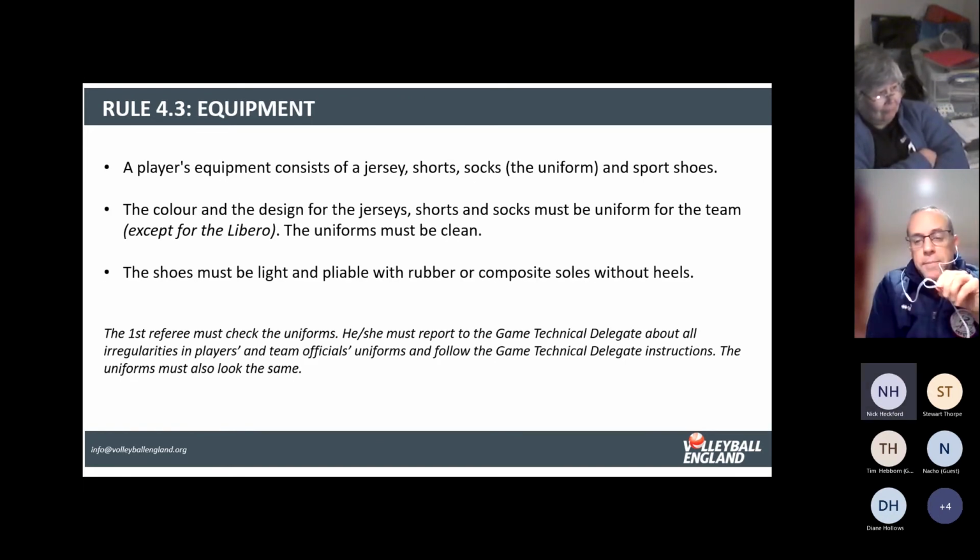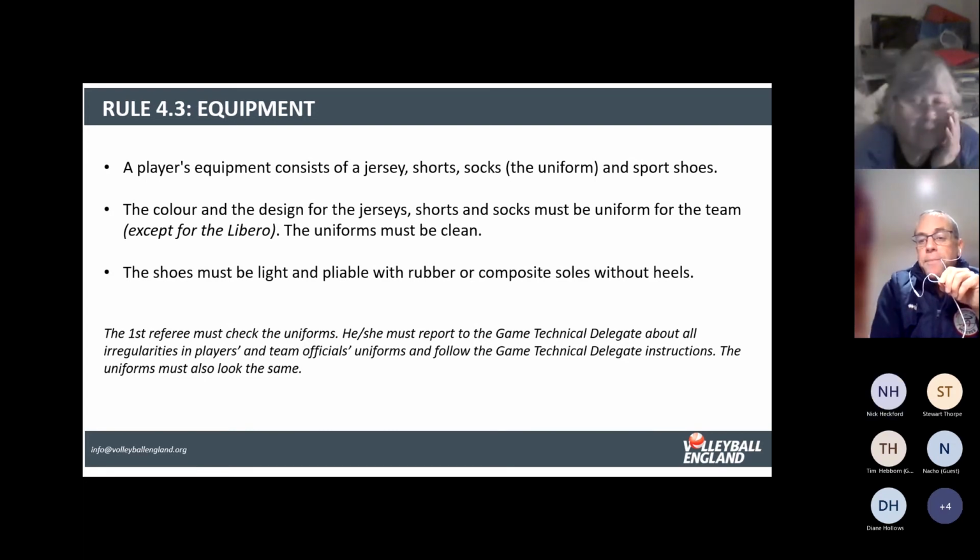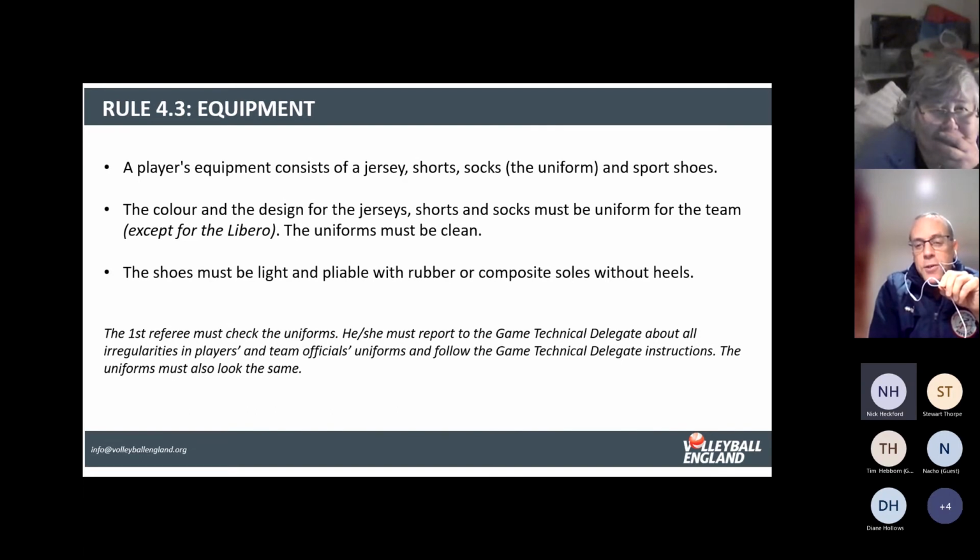Equipment. This causes some challenge as well for us at times. A player's equipment consists of a jersey, shorts, and socks, and shoes. Okay, so that is the uniform for play. And in our minimum operating standards for the National Volleyball League, it clearly says that Super League and Division 1, the players must have equipment consisting of a jersey, shorts, socks, and sport shoes.